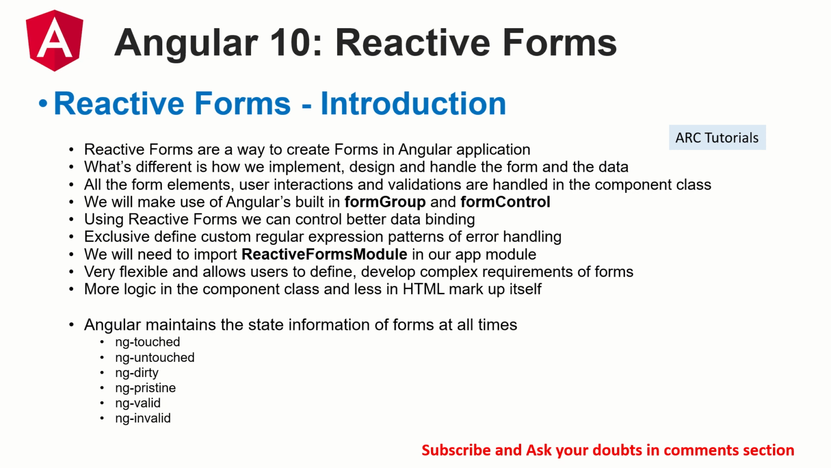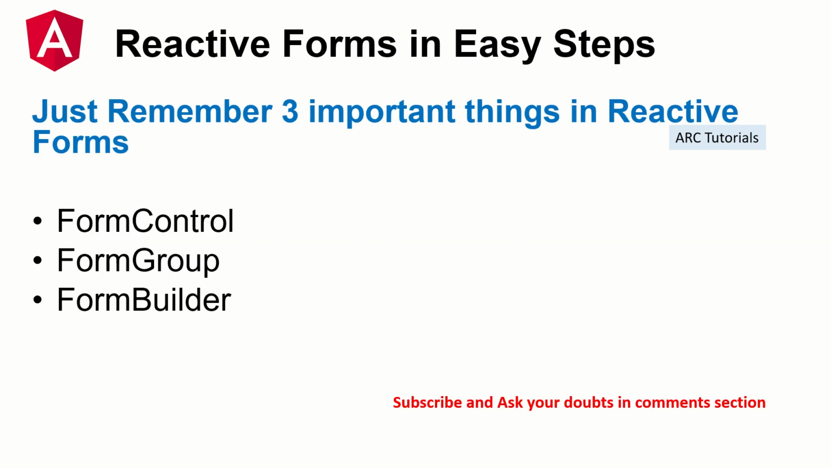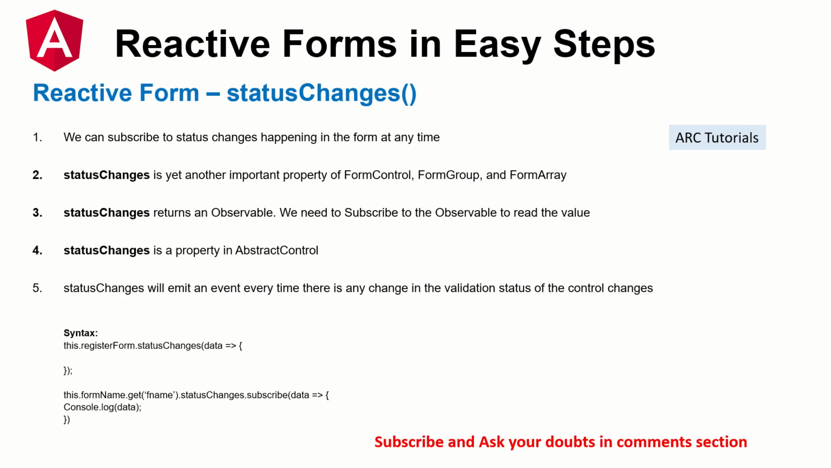Angular maintains the state information of the forms at all times, and these are the listed form states that I have already covered, which is touched, untouched, dirty, pristine, valid, and invalid. I have covered that in detail in the previous episode, so make sure you check it out to learn further and master it. Three important things to remember in reactive forms: form control, form group, form builder. So status changes: whenever there is a change in the status of any particular form or a form control, we can always track that. Just like value changes, status changes also returns an observable. It means that if it's returning an observable, we have to subscribe to it so that we can get the latest data. Let's see that in action so that you learn with a hands-on example.